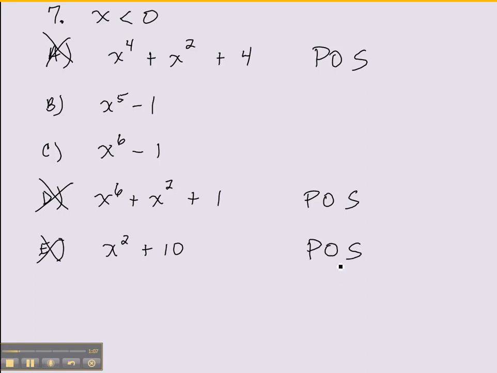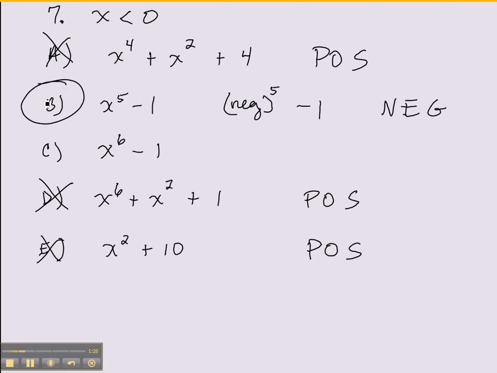Now let's look at choice B. What is a negative number to the 5th power? Well, negative times negative times negative times negative times negative, that's an odd number of negatives, so this will be negative. Minus 1 is another negative number. So this value must be negative.